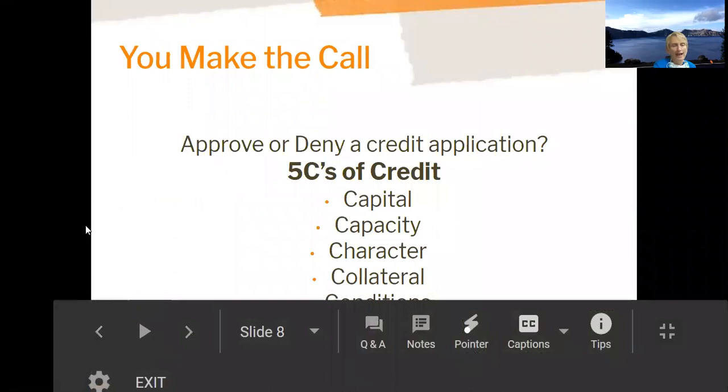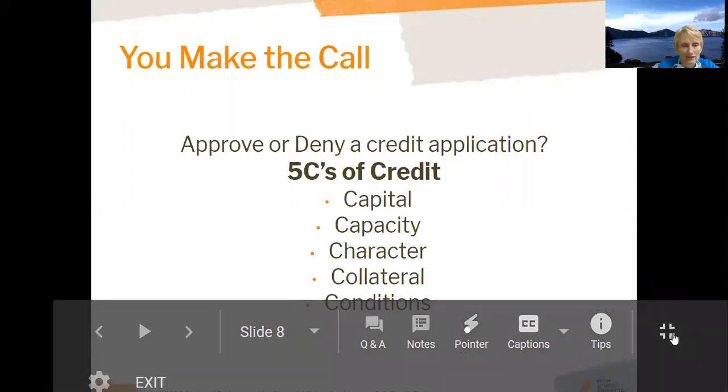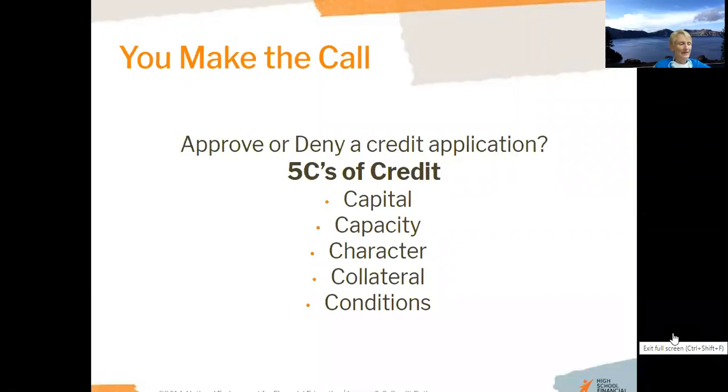So that person had some capital. She has a savings account. That would be the capital. And these 5 C's of credit are also in your book. Lots of things in the book. I think they're in the book at page 24 and 25.